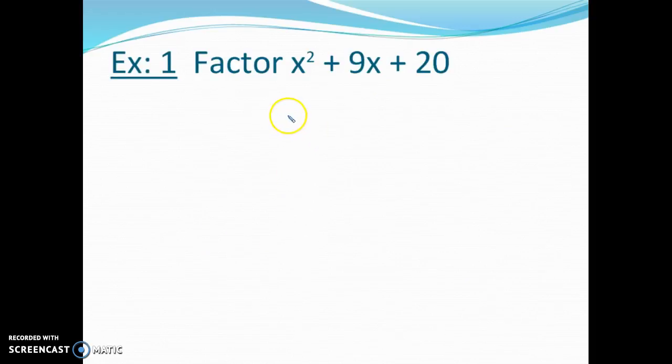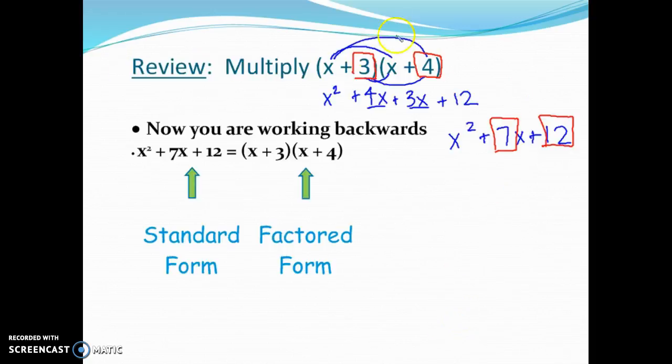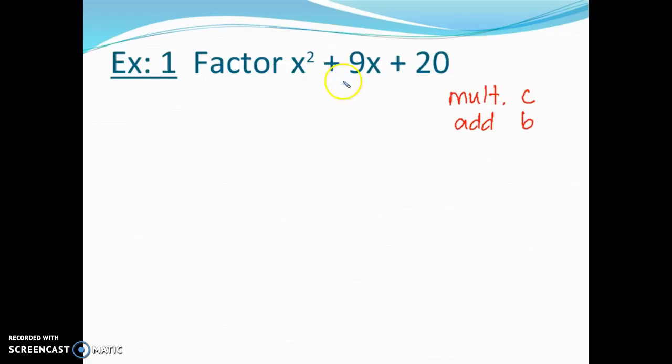So again, this only works when a is 1. So in front of my x squared, it's got a coefficient of 1. And I want to look for numbers that multiply to my c value and add to b. And those are the numbers that are going to go into my parentheses. If we go back, 3 plus 4 gives me my b term of 7, and 3 times 4 gives me my c term of 12. So in this case, my b is 9, my c is 20. So I want to multiply to 20 and add to 9, so we can make a nice table.